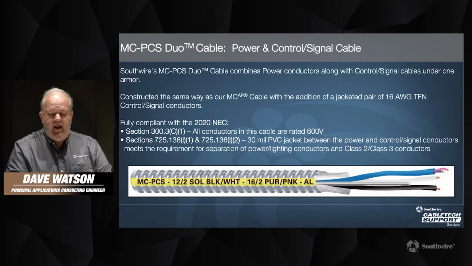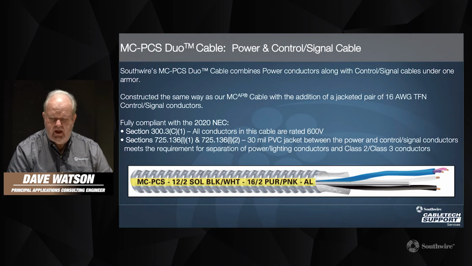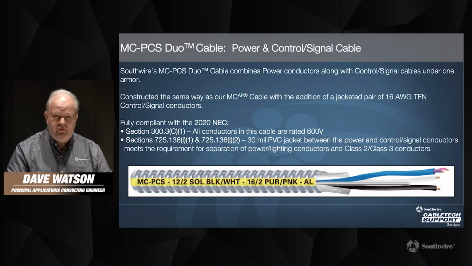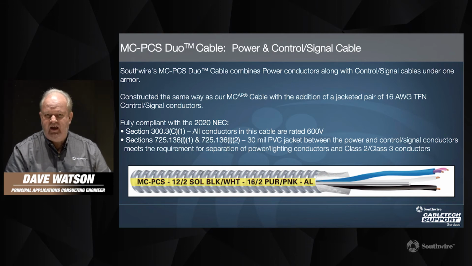Now we'll take a look at our MC-PCS Duo cable, which supplies both power and control signals. This cable does so under one armor. So those of you who've been working in the industry for some time may think that you can't do that, but you can in fact do that. But there are a couple of specific rules within the NEC that you need to comply with in order to be able to do this. So this product is constructed in the same way as our MCAP cable, but we have one change. We have the addition of a jacketed pair of 16 gauge TFN control and signal conductors.